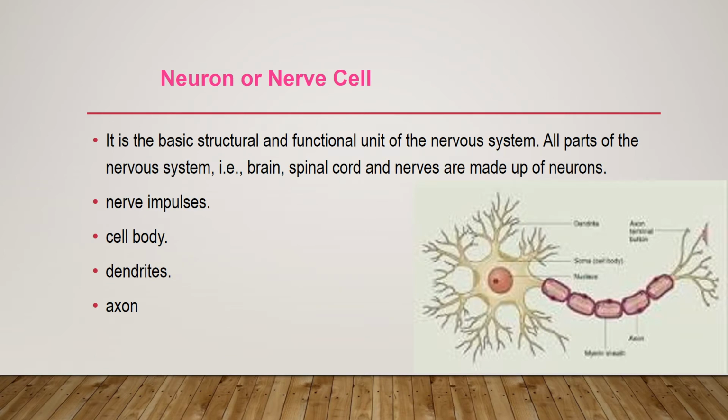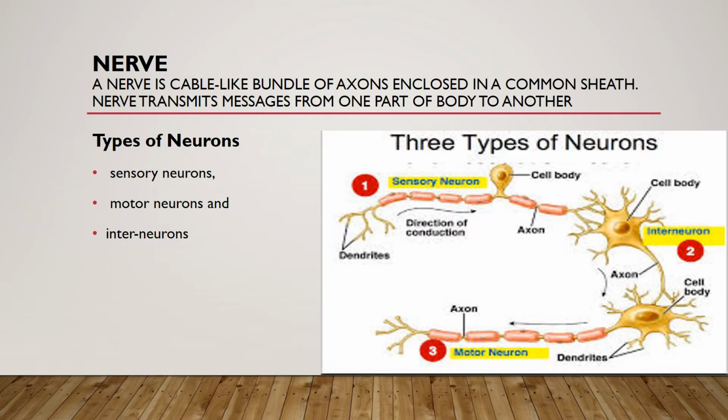The fine projections of the cell body which receive the messages are called dendrites. Dendrites are basically fine threads, while the long projection of the cell body which conducts messages away from the cell body is called axon, as you can observe in the diagram. The terminal ends of the axon transmit the message to the next cell. Next, what is meant by nerve? A nerve is a cable-like bundle of axons enclosed in a common sheath. Nerves transmit the messages from one part of the body to another.